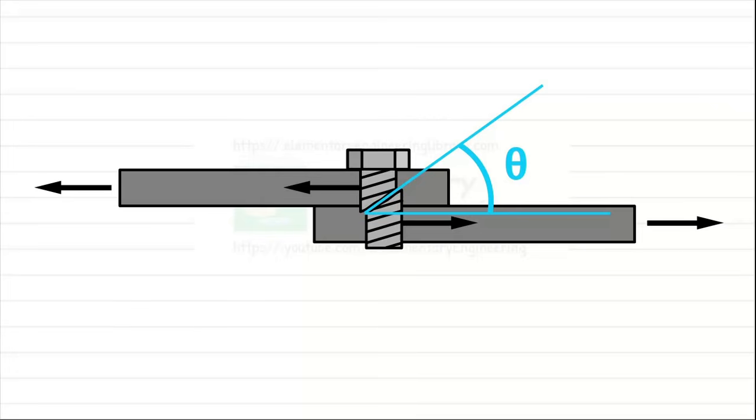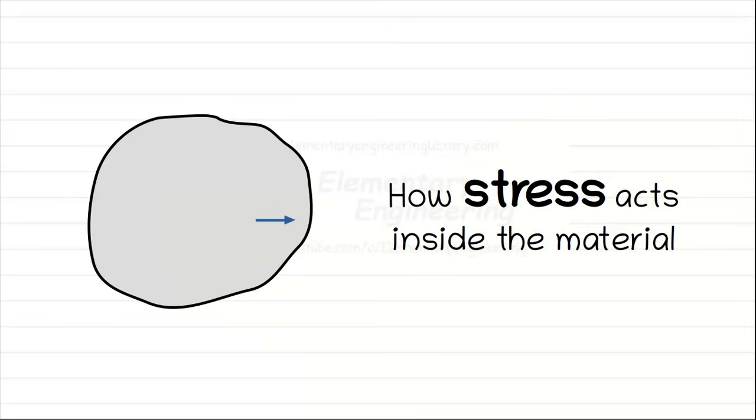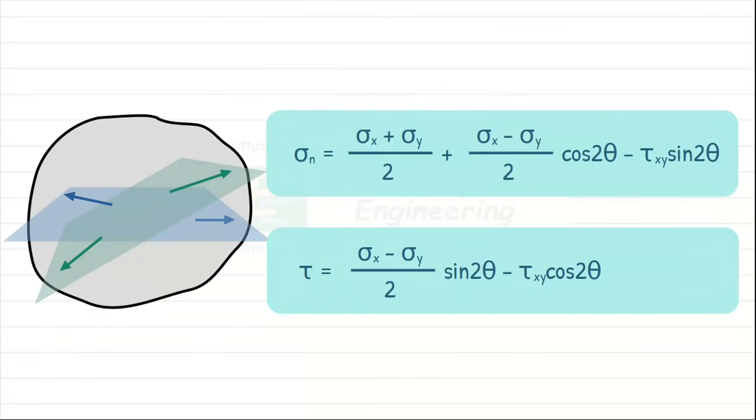And to figure that out, we first need to understand how stress acts inside the bolt or in any other material. Stress doesn't act the same in every direction, and different planes experience different stresses. We do have mathematical equations that can calculate the stress at any angle you can imagine. But if we want to check the stress at 30 degrees, then 45 degrees, then 60 degrees to find that danger zone, we would have to solve these heavy equations over and over again. It's exhausting and very easy to make a mistake.